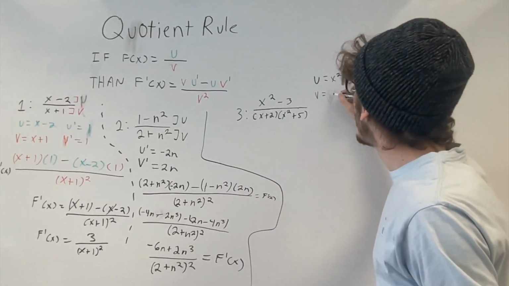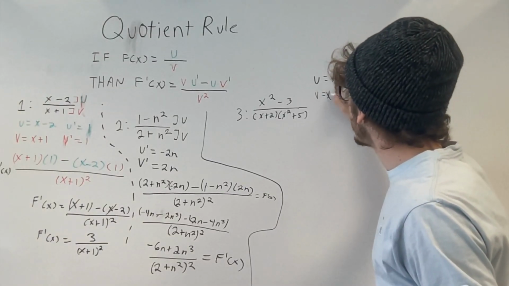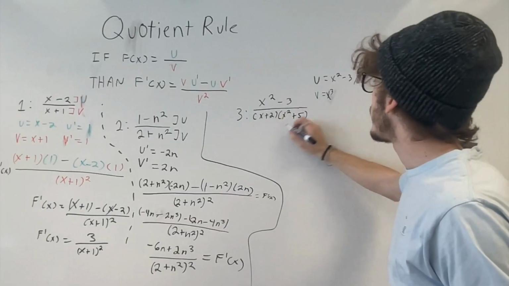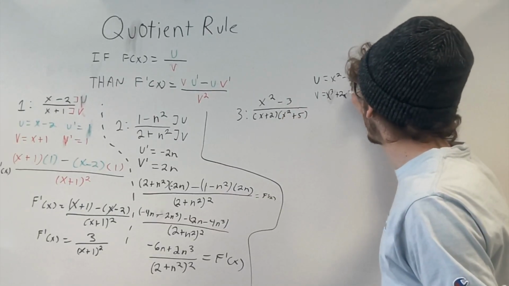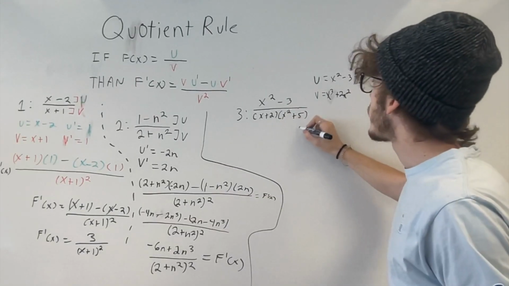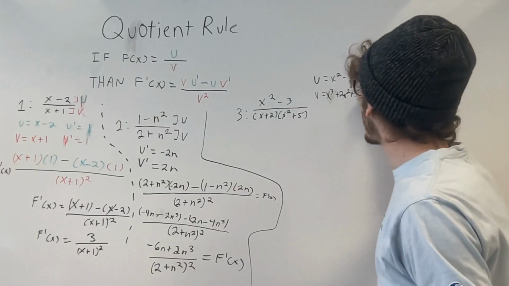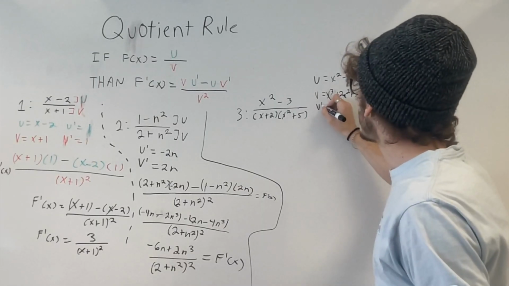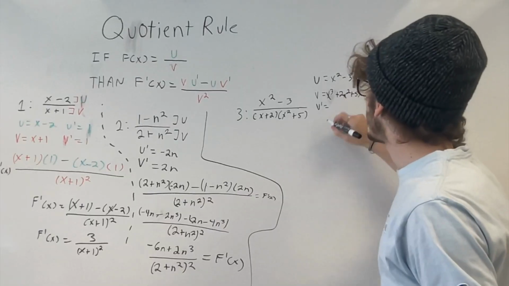Anyways, so I'm going to do some distribution here to make this a little easier. So this is x to the third, plus 2x squared, and then we're going to take the 5, plus 5x plus 10. So v prime in this case, we're going to just do power rule of everything.